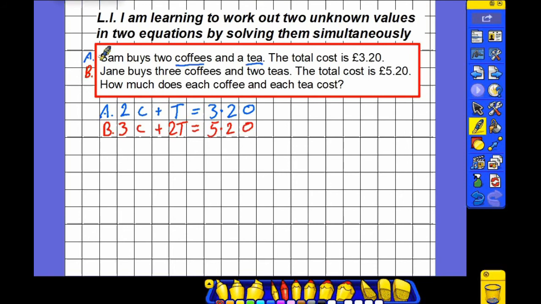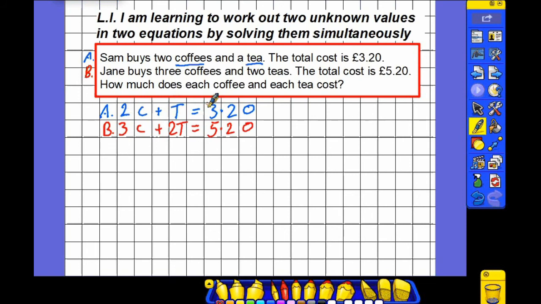Well, thinking about our steps before, the first thing we need to do is find a common factor. Now, we could make our coffees the common factor. Just like before, we could turn the 2 and the 3 into a 6. So we could work it out for 6 coffees in each equation. However, to me that seems needlessly complicated. We want to do this as simply as possible. And the easiest way to do this would be to make the t's the common factor. That means that we don't have to change anything in this equation, and all we need to do is double this equation here. So we end up with 2 teas, 4 coffees, and £6.40.